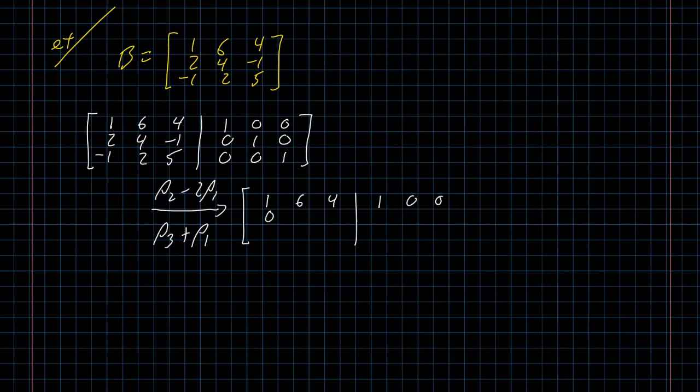Two minus 2 is 0. 4 minus 12 is -8. Negative 1 minus 8 is -9. 0 minus 2 is -2, then 1 and 0. Then we've got 0, 8, 9. We've got 1, 0, 1.